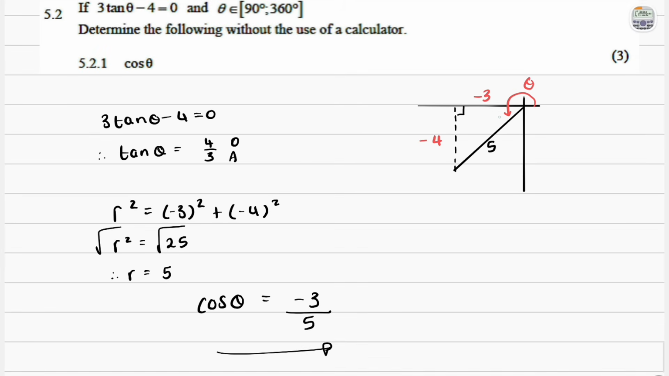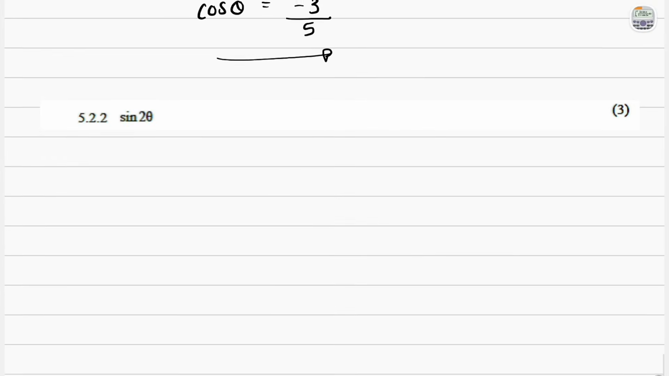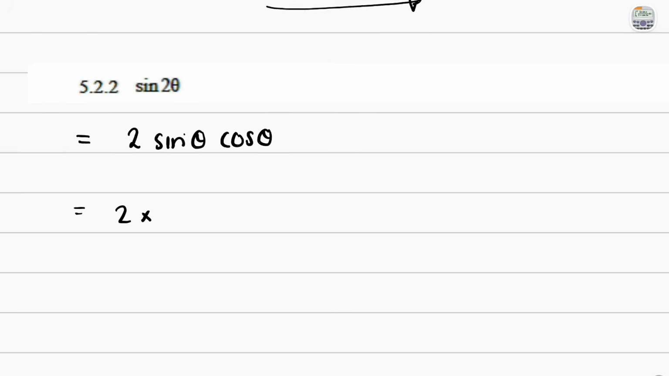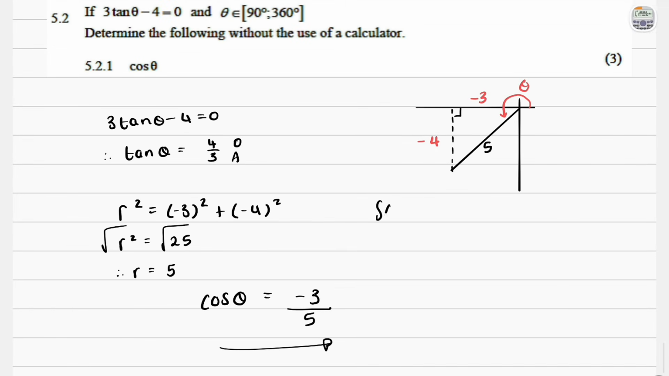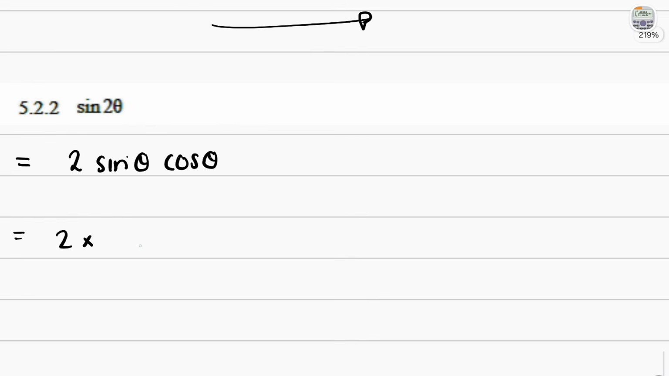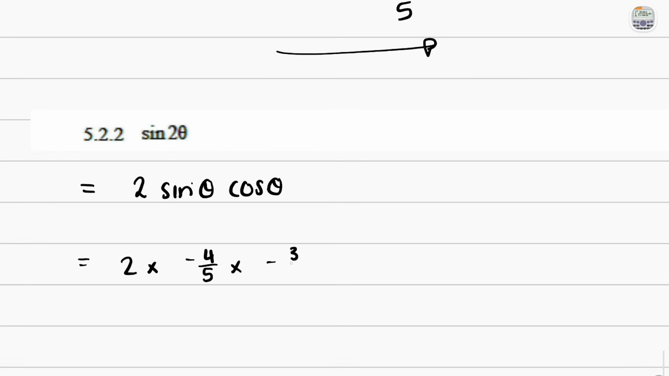Question 5.2.2, we have to find the value of sine 2 theta. So theta is defined here in this third quadrant. We're going to have to use double angles so that we can get some thetas. Because we're using double angles, it's going to be 2 sine theta cos theta. And so all we have to do is say 2 multiplied by what is sine theta. Sine from SOHCAHTOA is opposite over hypotenuse. So it's the opposite side, negative 4 over 5, multiplied by cos theta, which we found previously is negative 3 over 5.